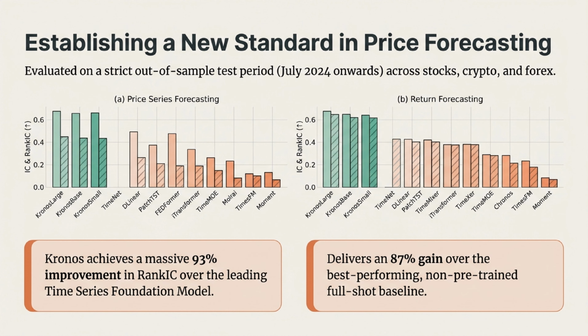Let's look specifically at price forecasting. Evaluated on a strict out-of-sample test period starting from July 2024, Kronos established an entirely new standard. In fact, Kronos achieved a massive 93% improvement in rank IC compared to the leading time series foundation model. Furthermore, it delivered an 87% gain over the absolute best-performing, non-pre-trained full-shot baseline.